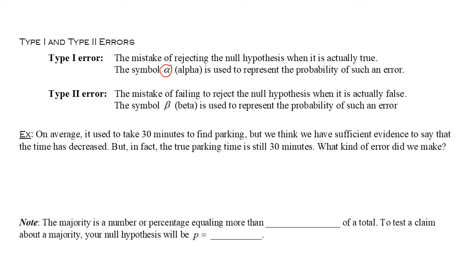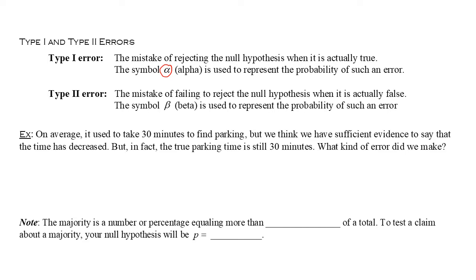We'll use this symbol later on to also indicate the significance level that we're using to draw our conclusion. So in a sense, this probability of making a type 1 error will be the same thing that we're using for the significance level of a hypothesis test.